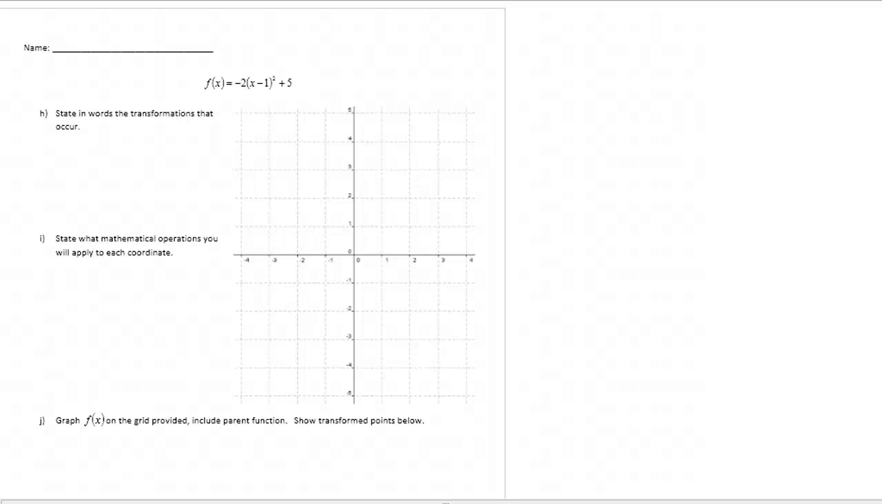Hello. In this video, we're going to generate an exact graph of the function -2 times (x - 1) squared plus 5. We're going to do this by following a step-by-step procedure and applying transformations to the x and y coordinates of the parent function.